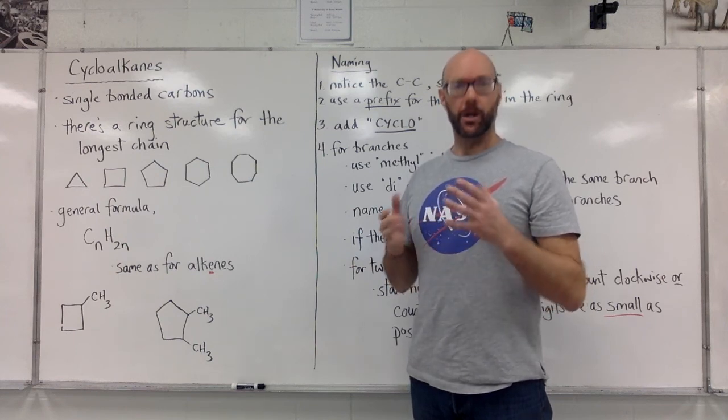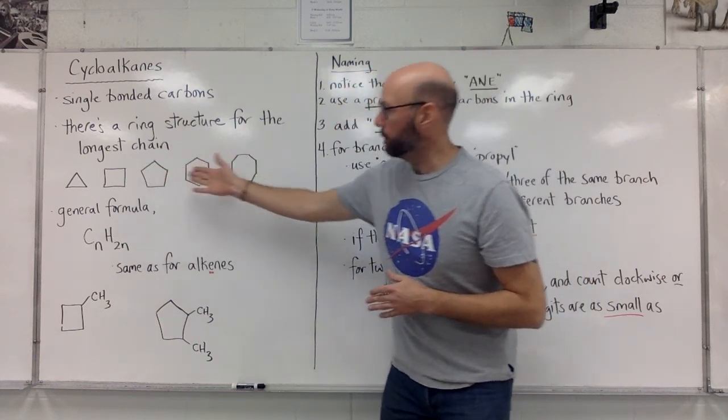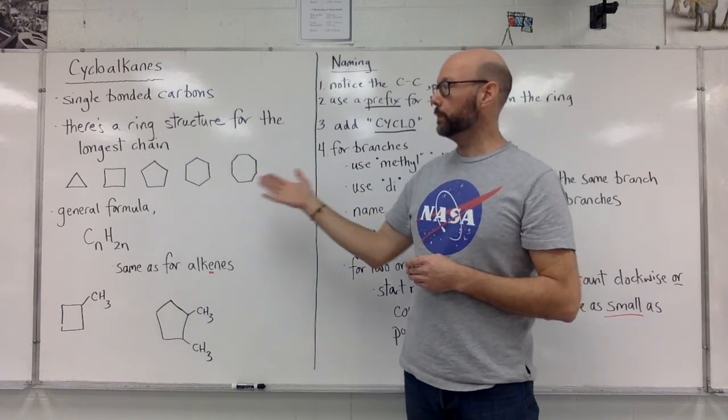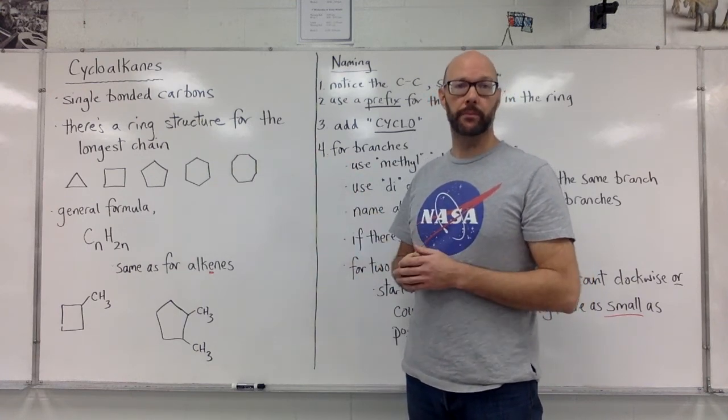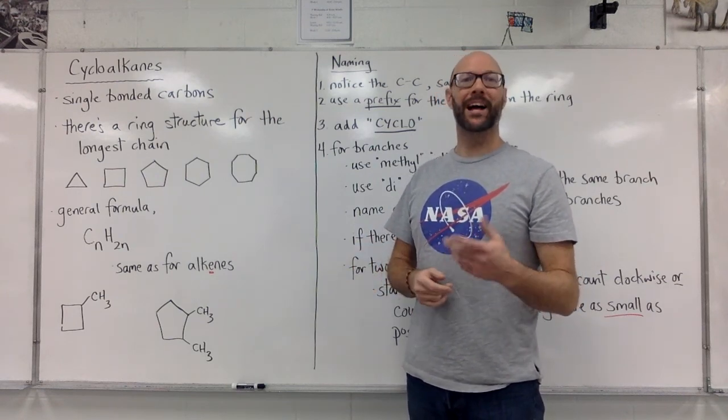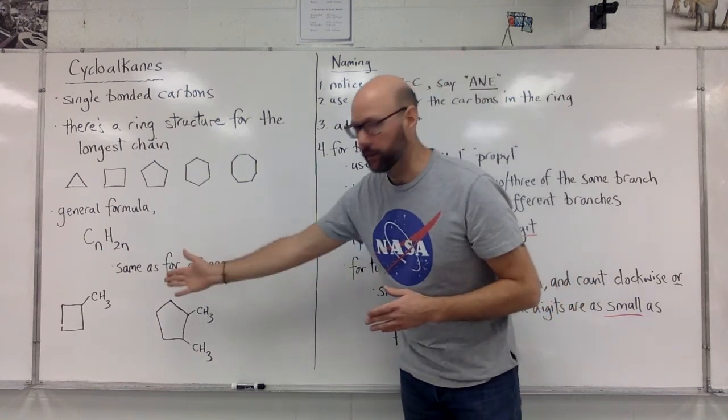So, a structure like this might be one of these shapes. If there are no branches at all, it will be one of these 5 shapes. If there was a branch, a methyl or an ethyl attached, it might look something like one of these 2 down here.